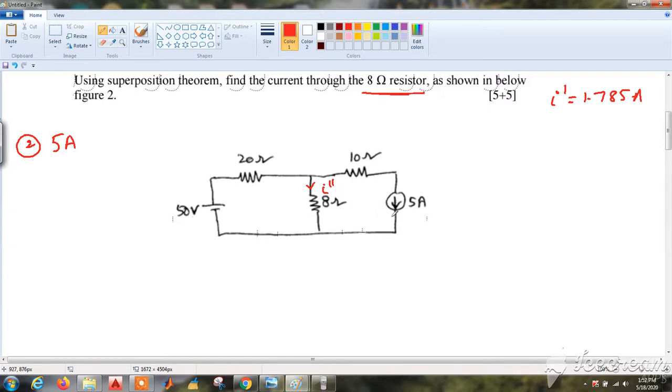We know that while considering one source at a time, we need to take all the other sources: all the other voltage sources should be shorted and all the other current sources should be open. So except the 5 ampere current source, we see we have got a 50 volt voltage source. So it needs to be short circuited. So let's short it like this. Now let us find I double dash.